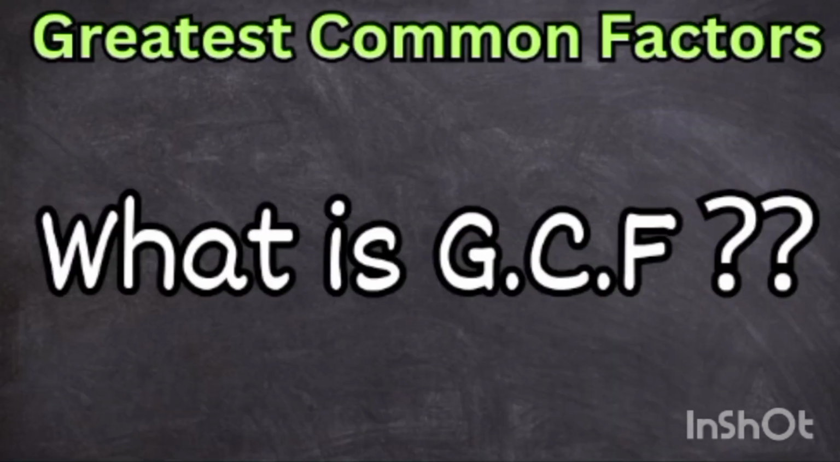So, what is the greatest common factor? The greatest common factor, or the GCF, is like the superhero of numbers. It is the largest number that can divide into two or more numbers without leaving any leftover. Also known as the greatest common divisor (GCD). The GCF helps us simplify fractions and solve math problems efficiently. Ready to become a GCF superhero? Let's get started with our first example.